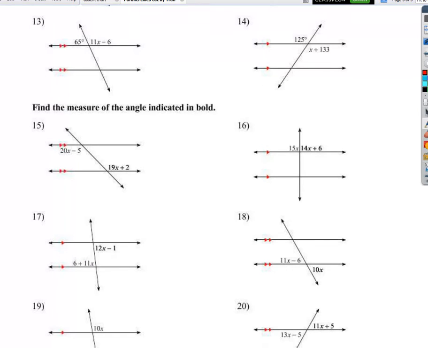I know right here it says find the measure of the angle indicated in bold. Well, it's really hard to tell which ones are bold, so let's circle the ones I want you to find. You're going to find that angle, that angle, that angle, and that angle. So find the circled angles. So that means you're going to solve for x and then plug it into that equation right there. All right? So you are responsible for 1 through 18.